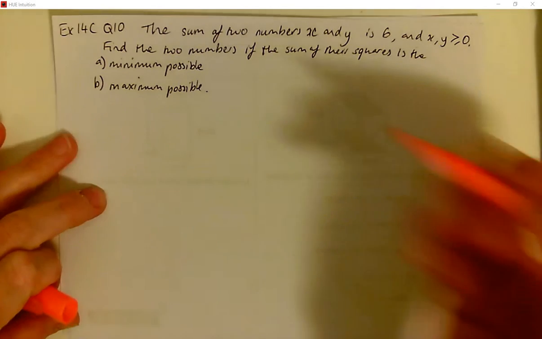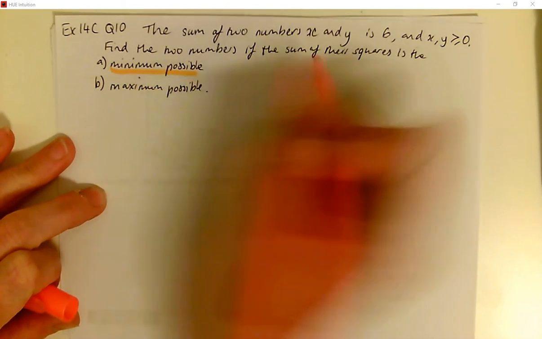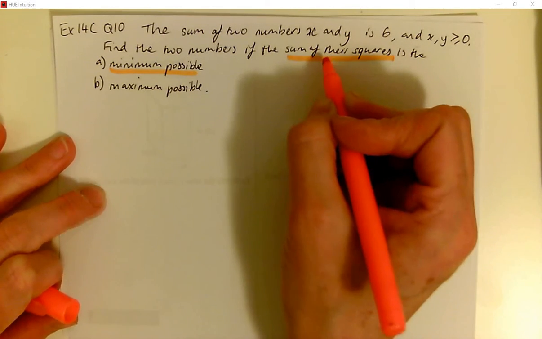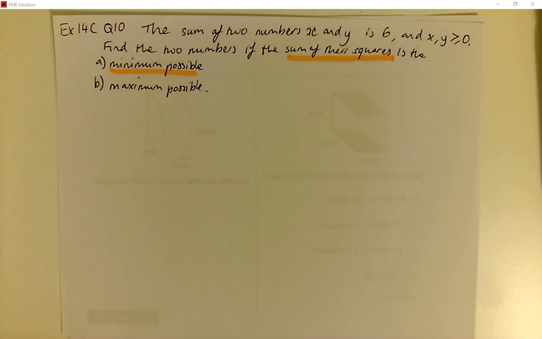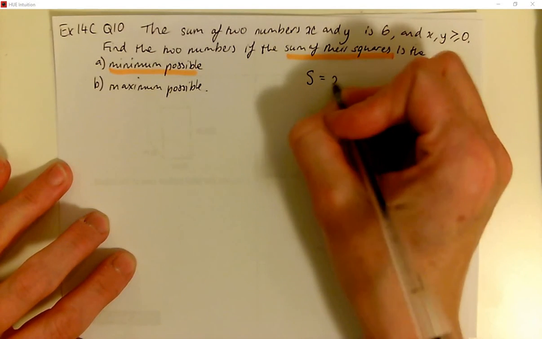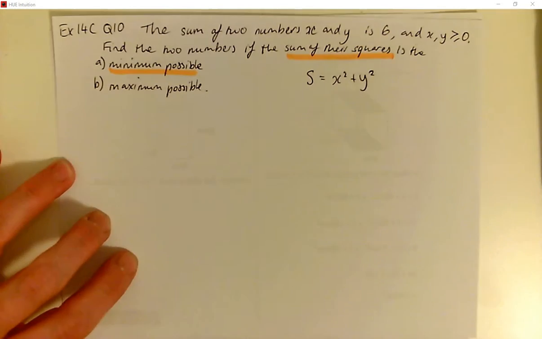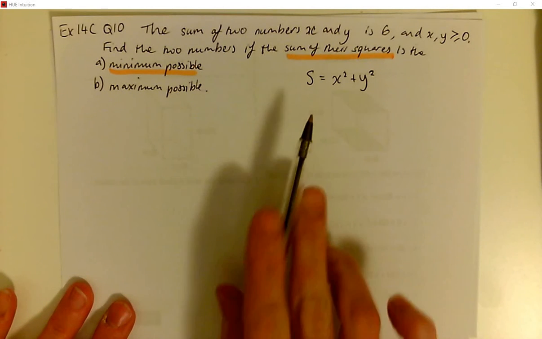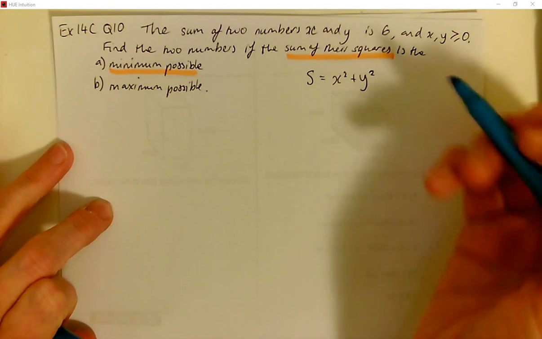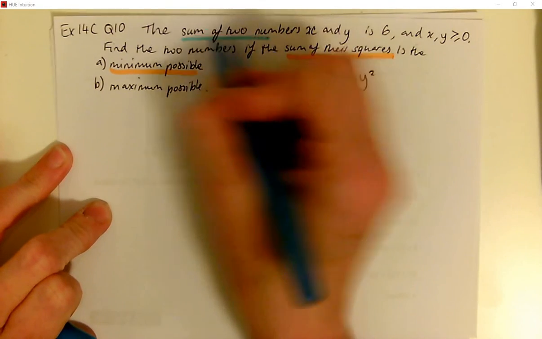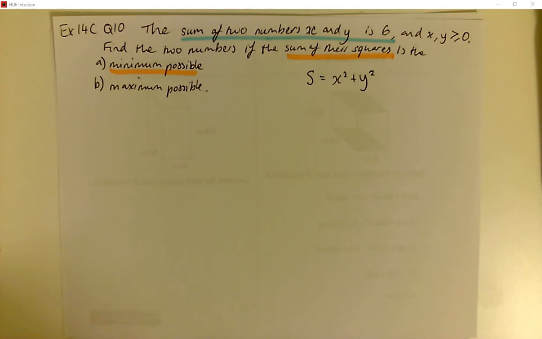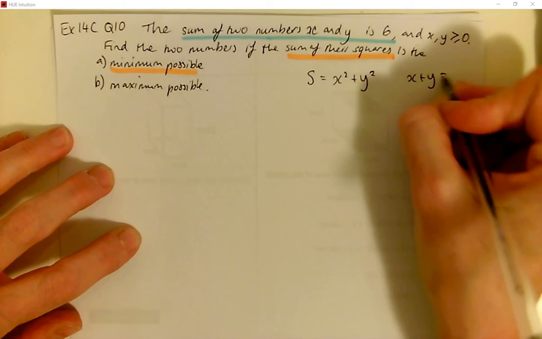We want to minimize the sum of their squares. So that's the quantity that we're minimizing. Let's write down what that quantity is. We'll call it S, which is equal to x squared plus y squared. That's the thing we differentiate. The sum of the two numbers x and y is 6. So that's going to be our restriction. We know that x plus y is 6.